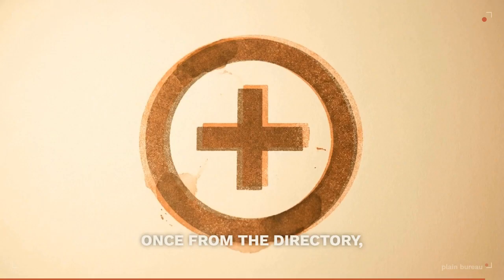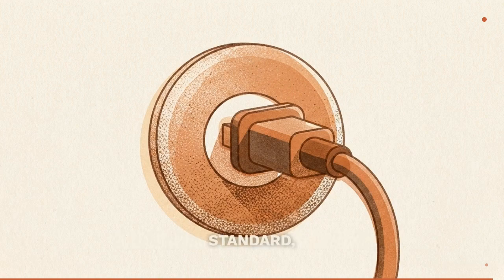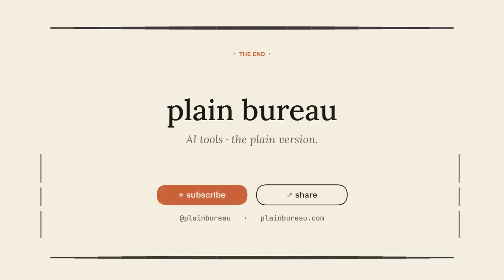Connect once from the directory. Stop naming the app. Wire anything that speaks the standard. The friction of data access is gone, and Claude operates natively inside your real work.